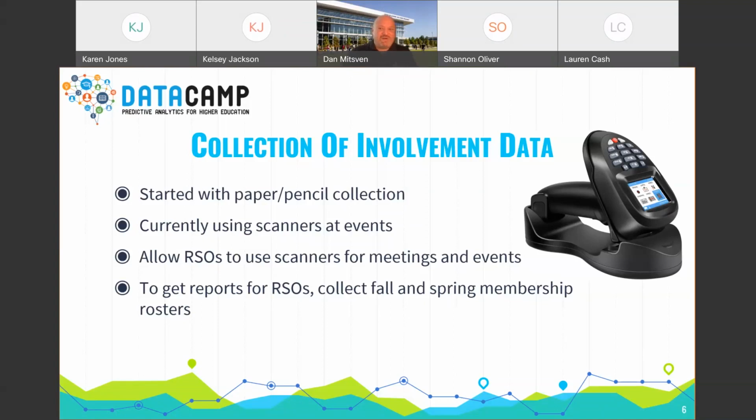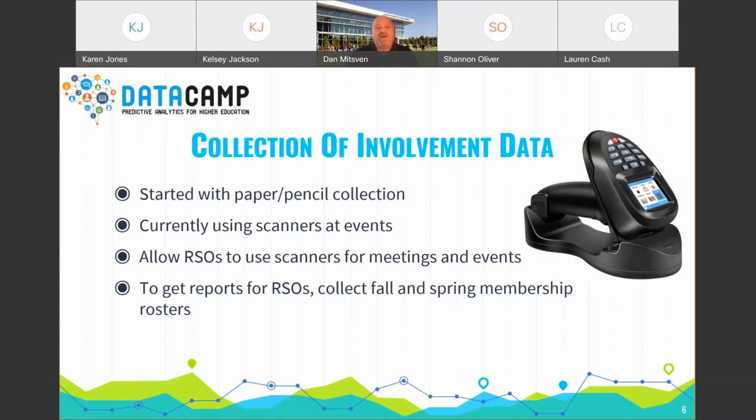Well, then when the event's over, when you get a chance, you can upload that information into a spreadsheet and format it properly so that it can be used for our reporting. I know for my campus and some of the others, we have extra scanners for RSOs, and RSO is student life lingo for registered student organizations. So our student clubs and organizations, we allow them to check those out to use for meetings or for their events.